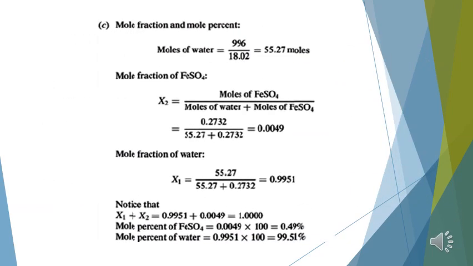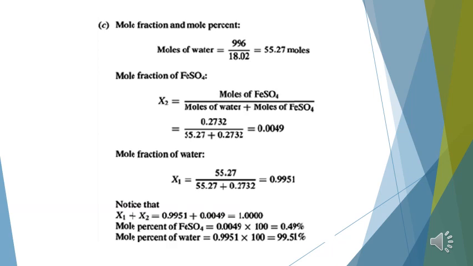Now the third thing is how to calculate the mole fraction of both the ferrous sulfate and also the water. We do have two constituents in this solution, the ferrous sulfate and the water. So the mole fraction of ferrous sulfate can be calculated by dividing the moles of ferrous sulfate by the total moles of the constituents of the solution, which is the moles of water plus the moles of ferrous sulfate.